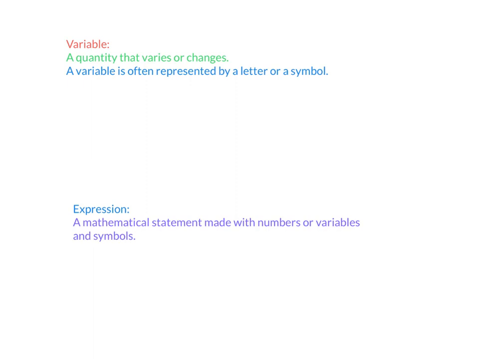So what is a variable? A variable is a quantity that varies or changes. A variable is often represented by a letter or symbol. So in class, we've been looking at variable as represented by n. So every time we have a variable, we're saying that we're just going to call it n.